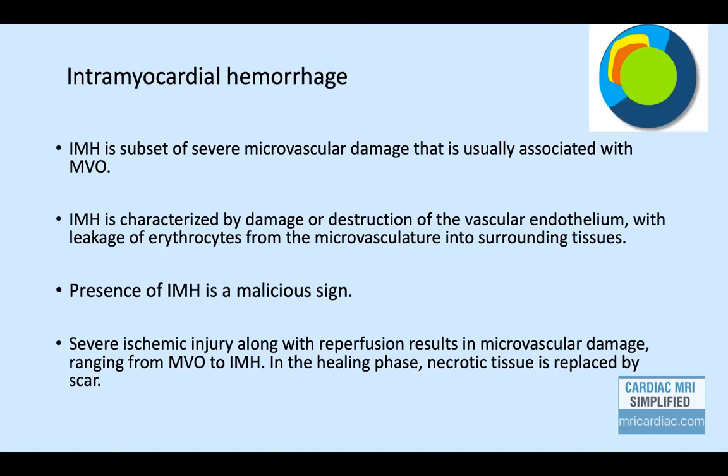As we have seen earlier, intramyocardial hemorrhage is a subset of severe microvascular damage that is usually associated with MVO. It is basically destruction of the vascular endothelium with leakage of erythrocytes from the microvasculature into surrounding tissues. Presence of intramyocardial hemorrhage is a malicious sign, and severe ischemic injury along with reperfusion results in microvascular damage. This damage can arise from MVO, which can further progress to IMH. In the healing phase, necrotic tissue is replaced by scar.